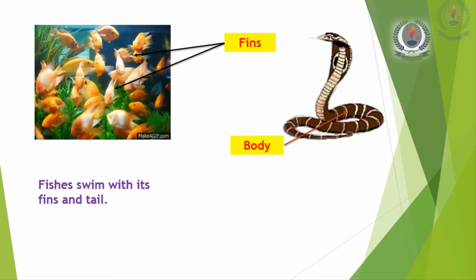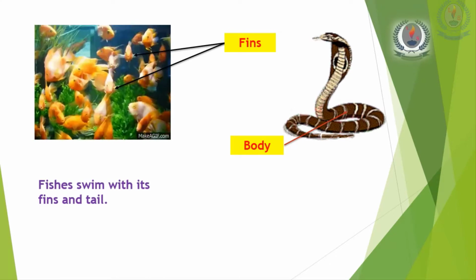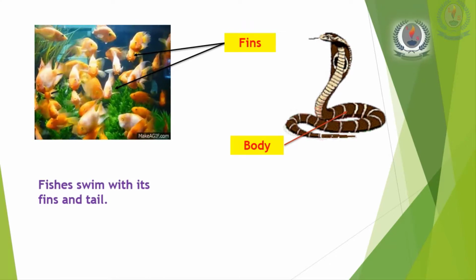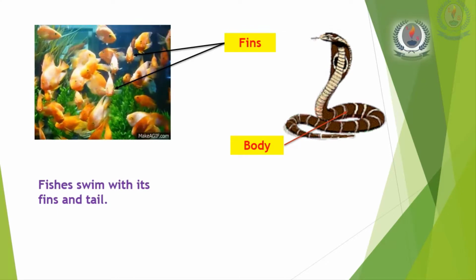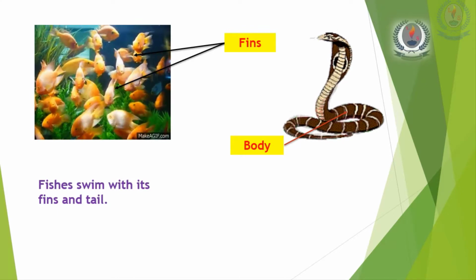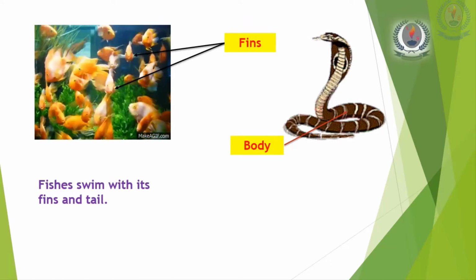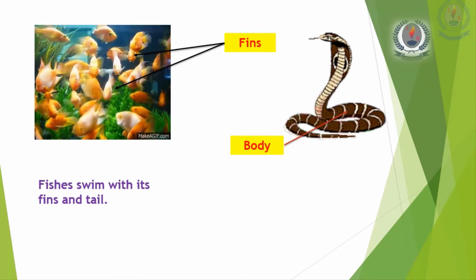Children, in this picture you can see fishes swim. Fishes swim with their fins and tail. Tell me children, how do fishes swim? Fishes swim with their fins and tail.